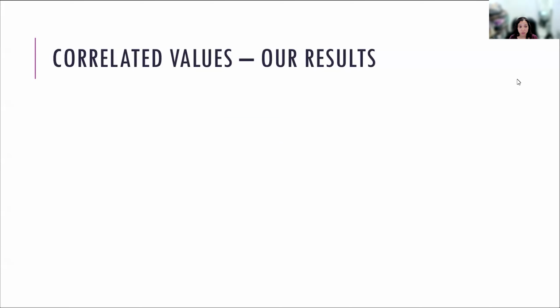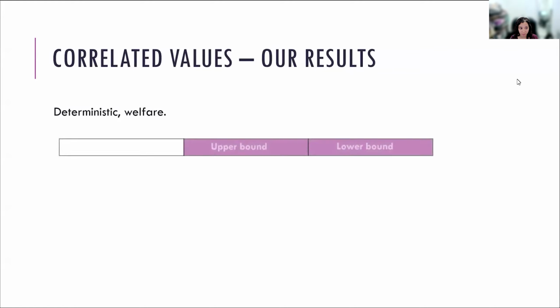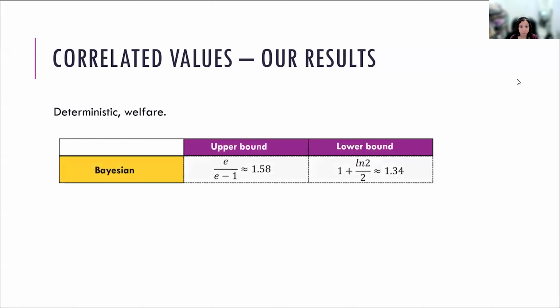I will now state most of our results. They are for correlated distributions, deterministic mechanisms, and approximating the welfare. Okay, for the class of Bayesian mechanisms, we show an upper bound of e divided by e minus 1 and a lower bound of 1.34. We achieve the upper bound using the buyer offering mechanism. As you recall, the buyer offering mechanism is not completely Bayesian, as it is dominant strategy for one of the agents, for the seller, and it is Bayesian for the other, for the buyer.